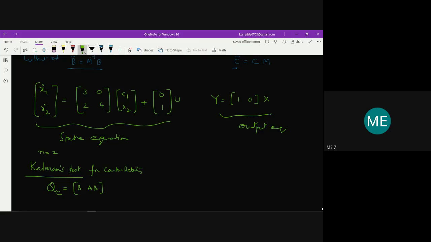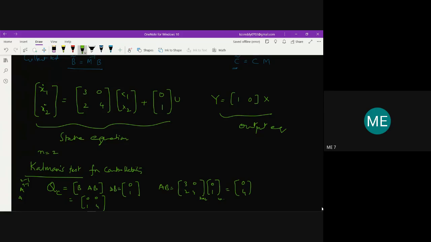Why? Because up to A to the power of n minus 1, that is 2 minus 1, so up to A is enough. So 2 columns will come. The B matrix is 0, 1. We need to find the B matrix as well as the AB matrix. AB is 3, 0, 2, 4 times 0, 1. A 2 by 2 matrix times a 2 by 1 matrix, the resultant will be 2 by 1. So 3 into 0 plus 0 into 1 is 0, then 2 into 0 plus 4 into 1 is 4. So 0 and 4 is the AB matrix. Just substitute these values.